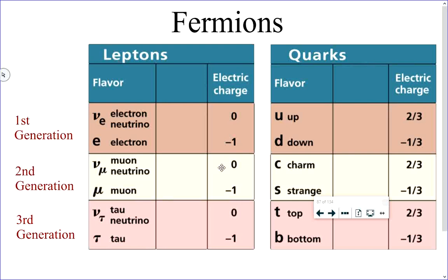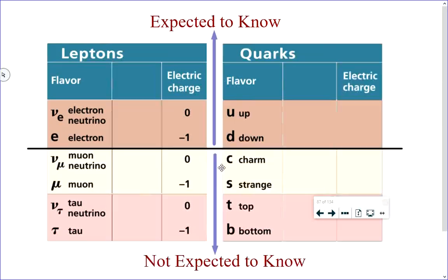But when you look at the charges on the up and down and charm and strange and top and bottom quarks, when I say the charge is 2/3, I mean 2/3 of an elementary charge. Okay? So again, Millikan was wrong. Millikan said everything is composed of multiples of the elementary charge. That's not the case. So you were expected to know those, and you were not expected to know those. You with me on that?